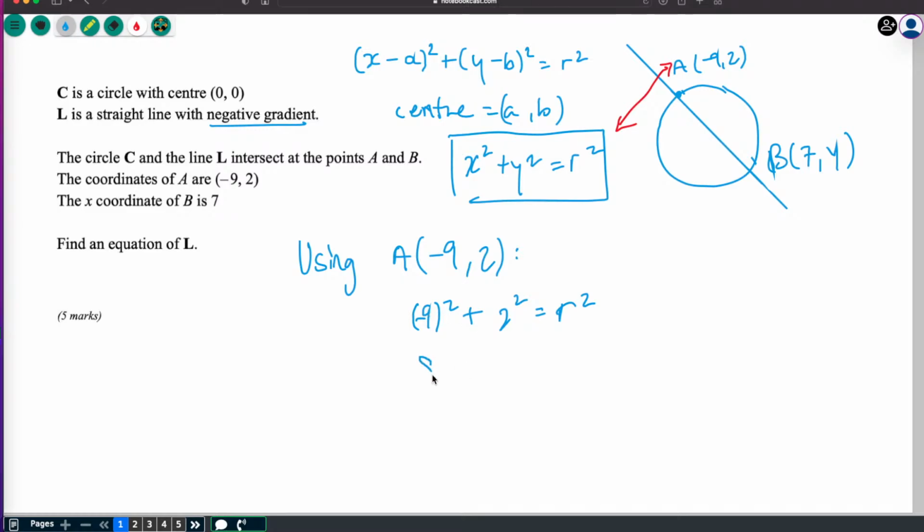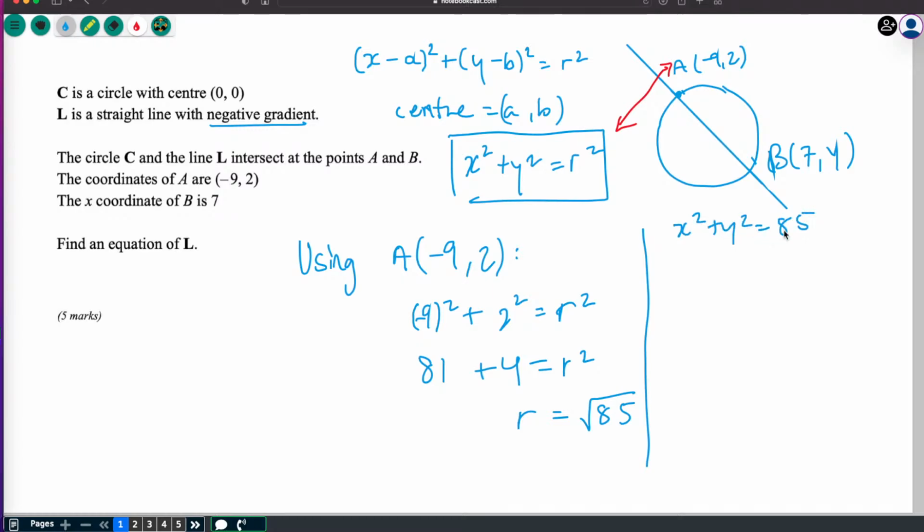So 9 squared is 81, plus 4 is r squared. Then r squared is going to be 85, so r is going to be the square root of 85. Okay, so I have the radius, and then the equation of the circle now becomes x squared plus y squared equals 85.